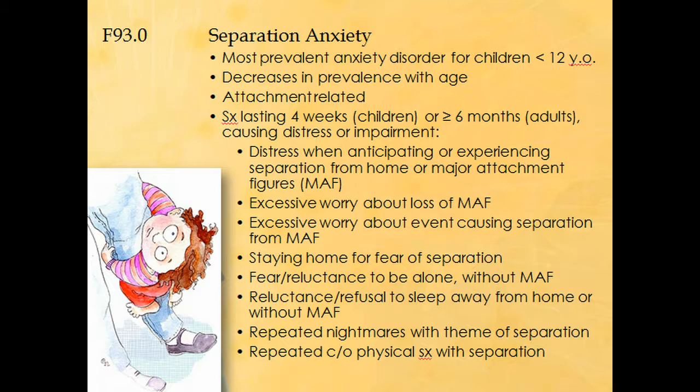Symptoms have to last for 4 weeks in children or more than 6 months in adults, and this causes distress or impairment. The distress might be distress when anticipating or experiencing separation from home or major attachment figures. Major attachment figures usually means parents or guardians. Excessive worry about loss of major attachment figures. Excessive worry about the event causing separation from major attachment figures.